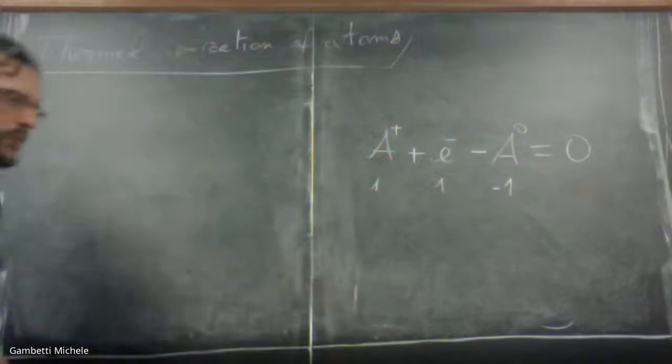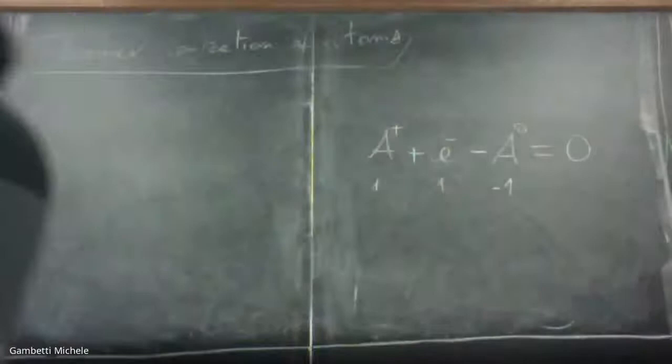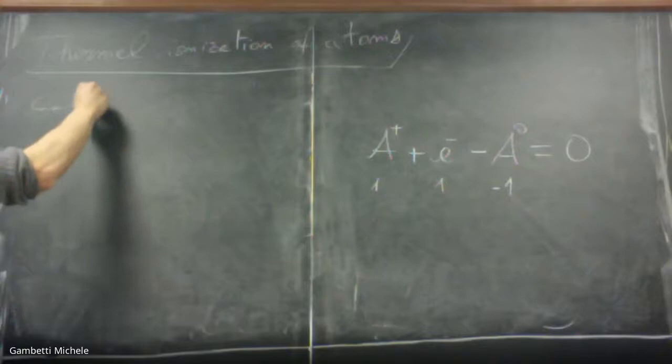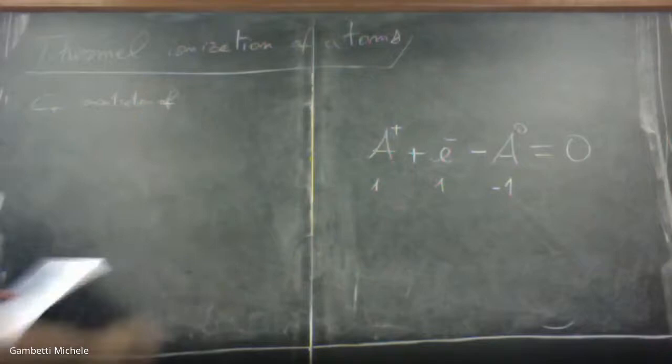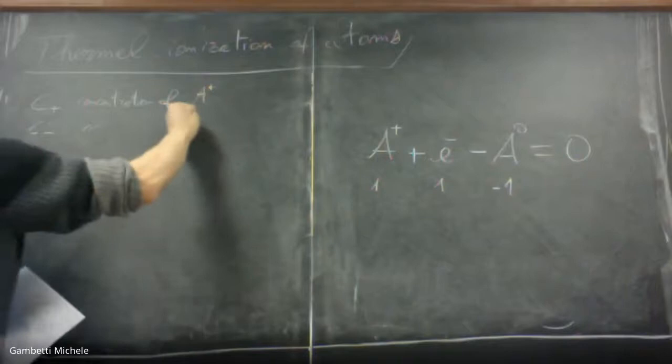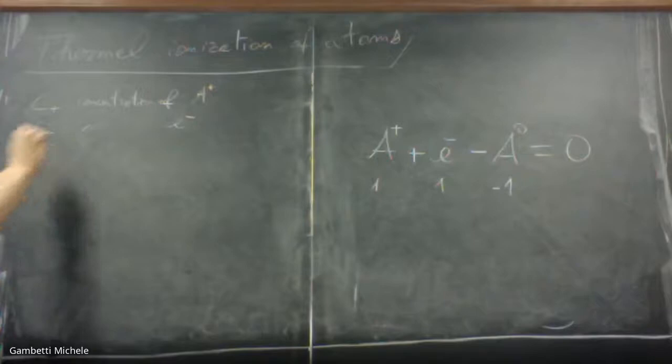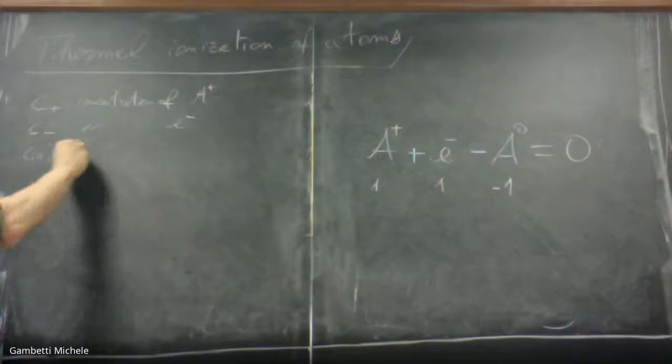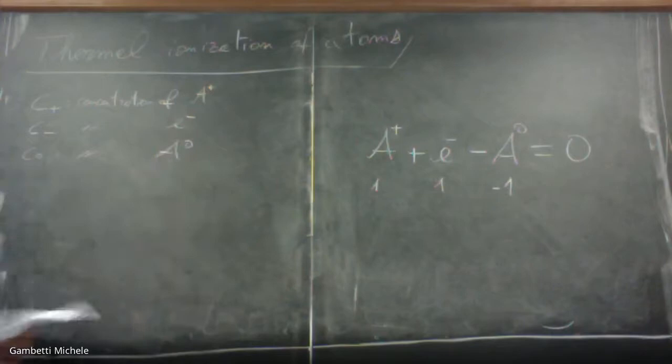Suppose that I call C plus the concentration of A plus, so of ions. This one is the C minus, the concentration of electrons. And C0 will be the concentration of A0. Okay? Which are the three types of particles that are present in this reaction.